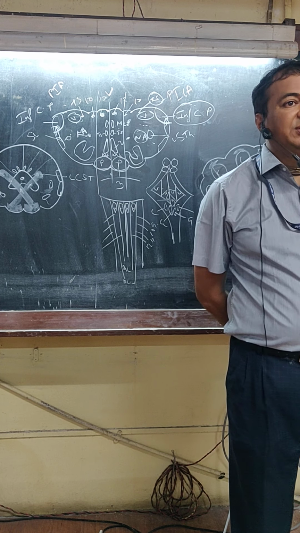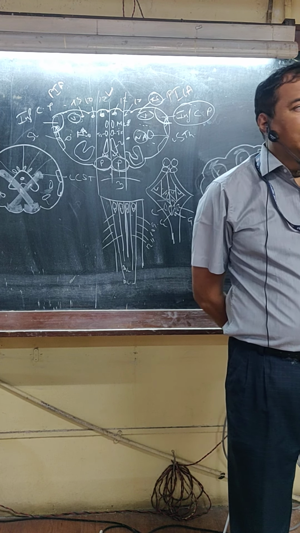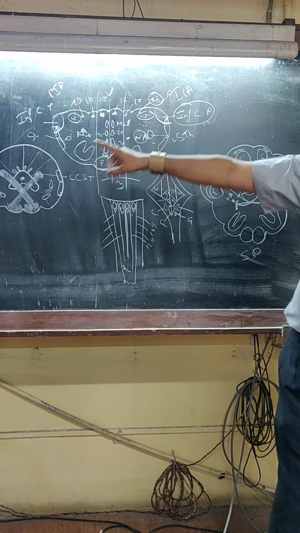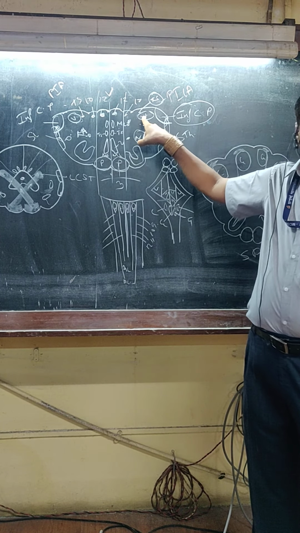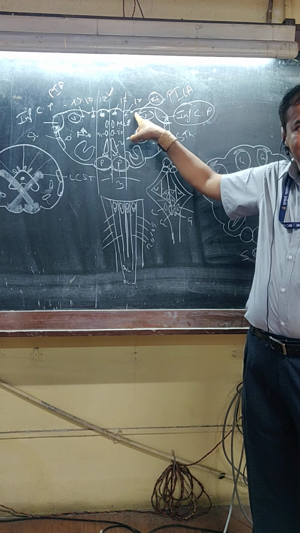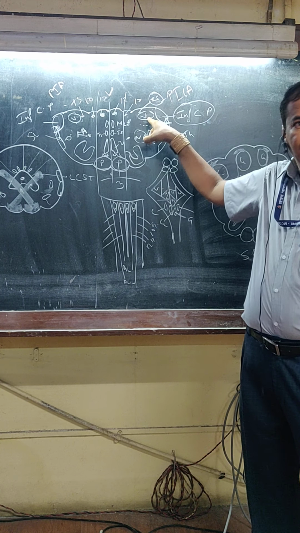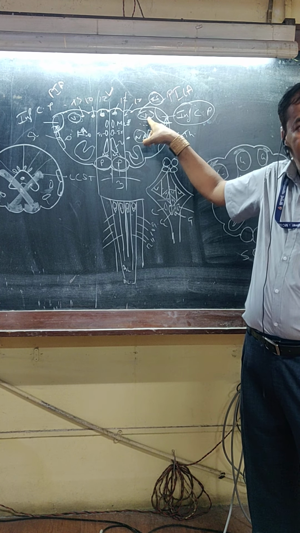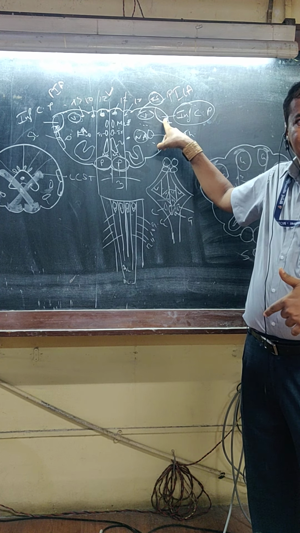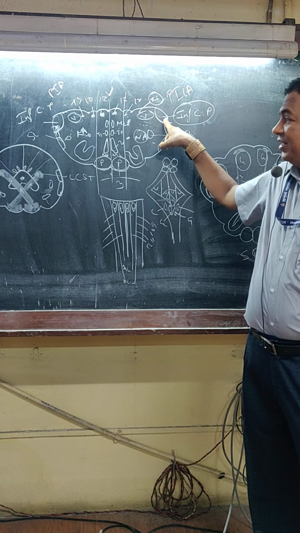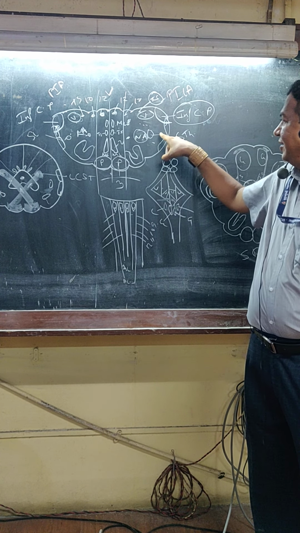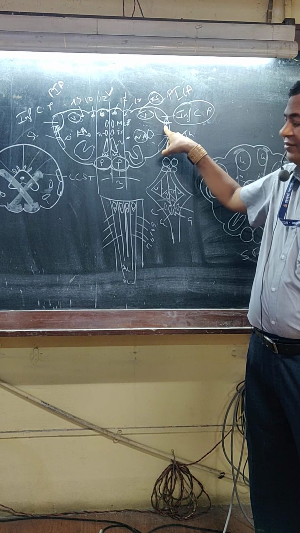PICA, posterior inferior cerebellar artery. What are the structures affected and what is the symptom? Let's start from here. Tractus solitarius, so taste. Vestibular nucleus, so vertigo. Inferior cerebellar peduncle, imbalance, ataxia. Nucleus ambiguus, but before that, the spinal nucleus of trigeminal.